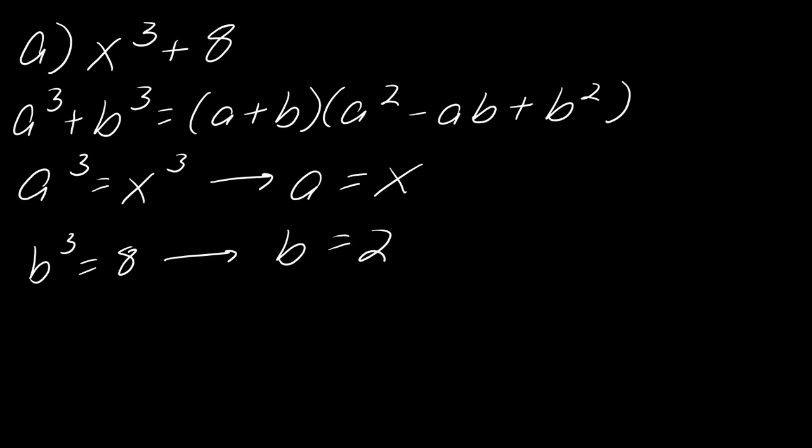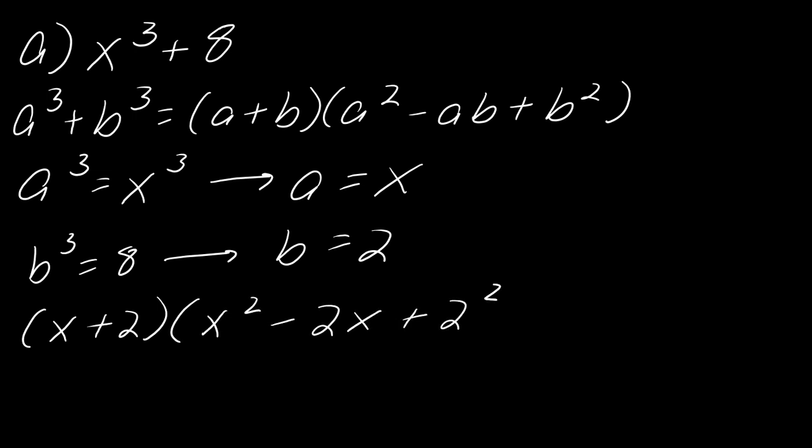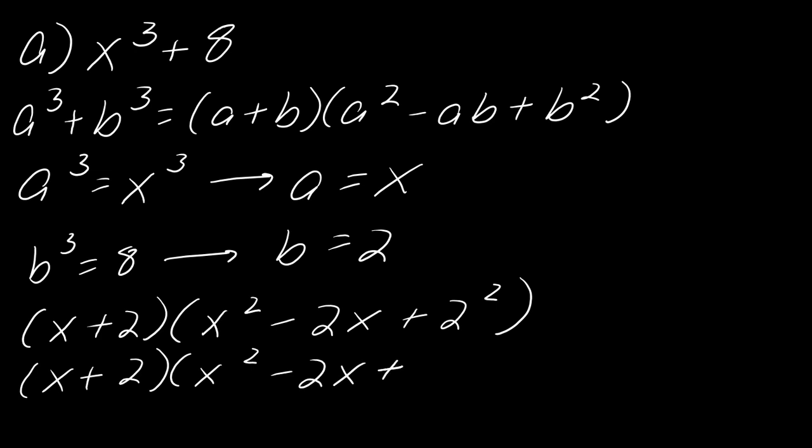So this is kind of what you want to do when you're first getting used to this. And then you can really just plug this x and this 2 into the formula. So this will turn into x plus 2, x squared minus 2x plus 2 squared. And of course, then you're going to want to write that out so that it's not 2 squared, but just 4. And so that's how this is going to work.